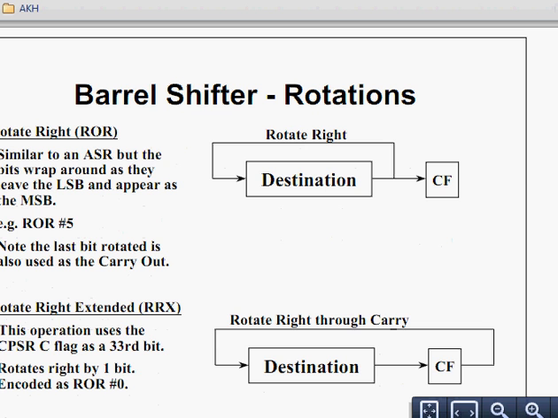Barrel shift rotation. What is that? To rotate right means ROR. Similar to ASR, but bits wrap around as they leave the LSB and appear as the MSB. ROR 5 means 5 rotations. Note that the last bit rotated is also used as a carry out. This operation we can use to take out the carry. RRX, rotate right extended, uses the CPSR C flag as a 33rd bit. It rotates right by 1 bit, encoded as ROR #0.